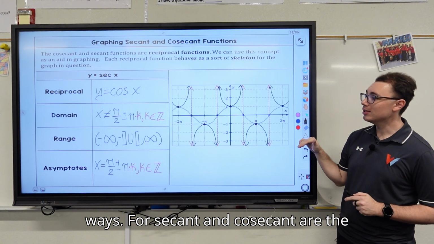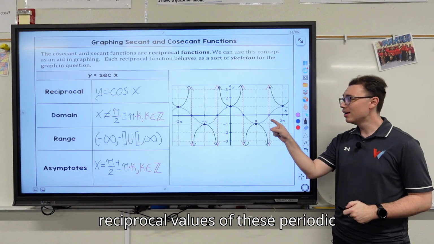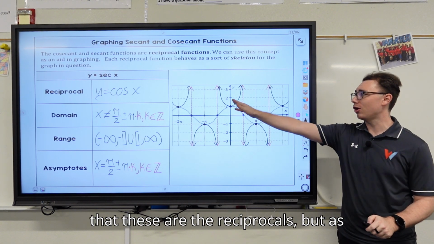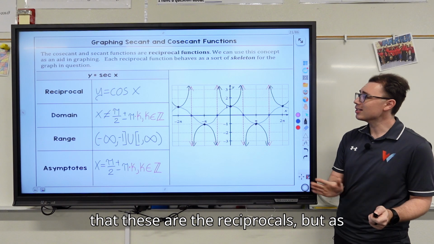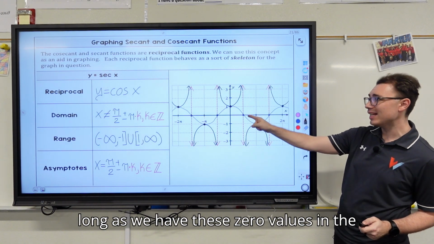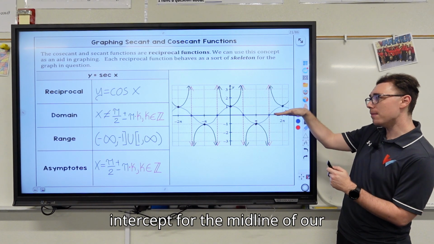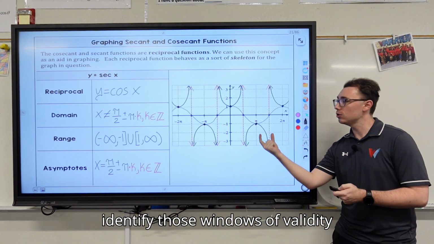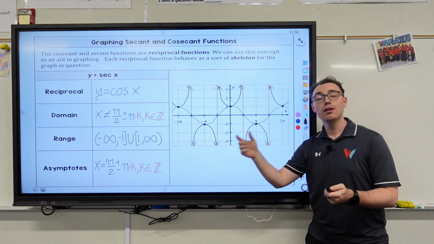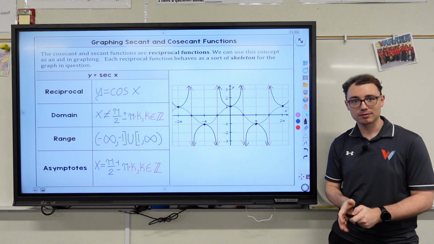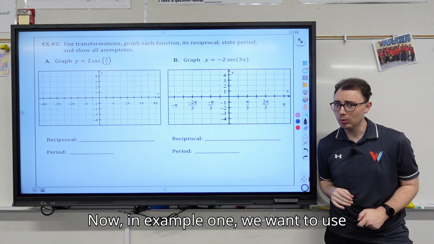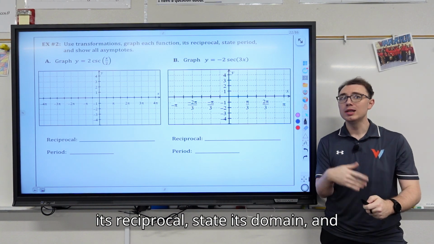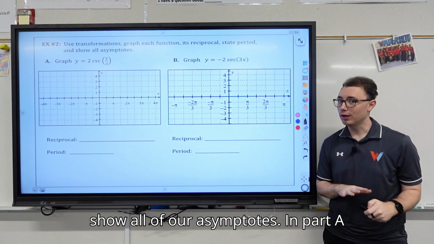Secant and cosecant are the reciprocal values of these periodic graphs. And it might feel unintuitive that these are the reciprocals, but as long as we have these zero values in the intercept for the midline of our reciprocal function, we'll be able to identify those windows of validity for those reciprocal values. Now, in example 1, we want to use transformations to graph each function, its reciprocal, state its domain, and show all of our asymptotes.